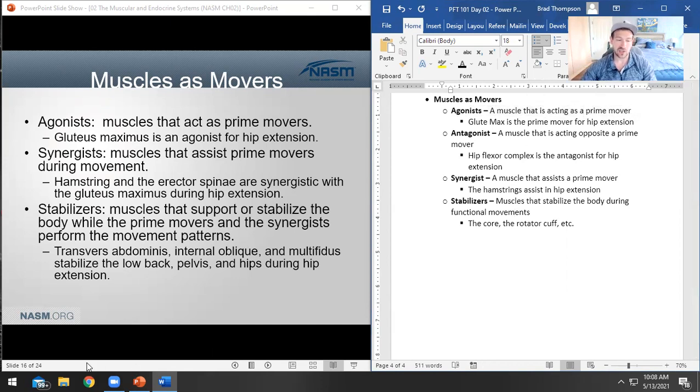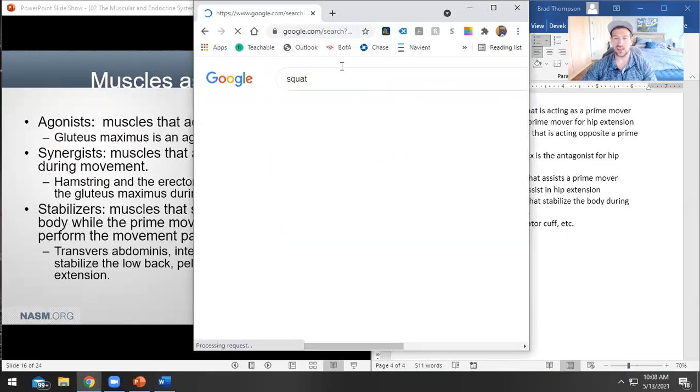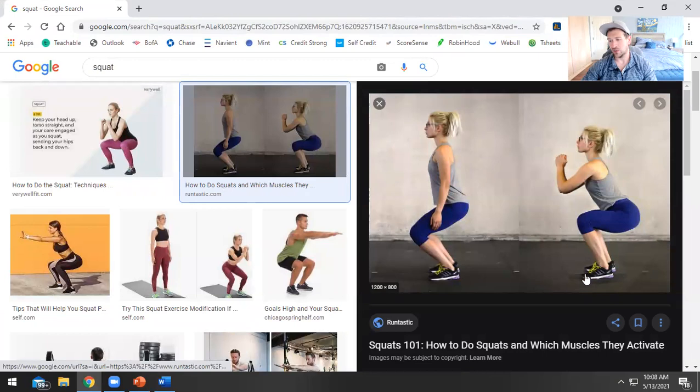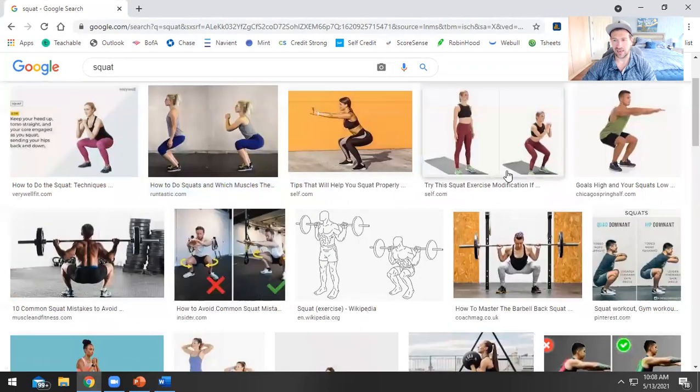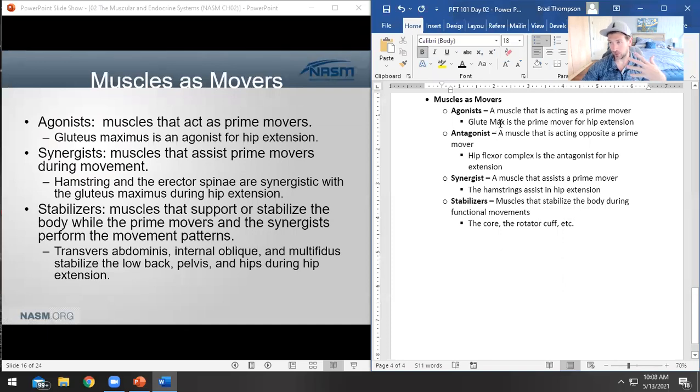If you think about doing hip extension, like a squat, you can see she's sitting into the bottom portion of a squat. She is in ankle dorsiflexion, she's in knee flexion, and she's in hip flexion. If she's coming out of that squat and standing up, then she's going to perform hip extension. So your gluteus maximus is the prime mover for hip extension. When we think about what the prime mover, our agonist, is for squatting actions, that agonist is definitely going to be our glute max.